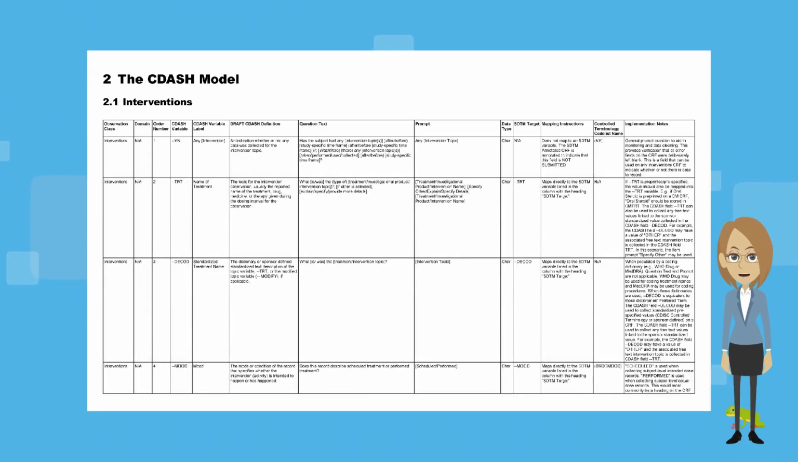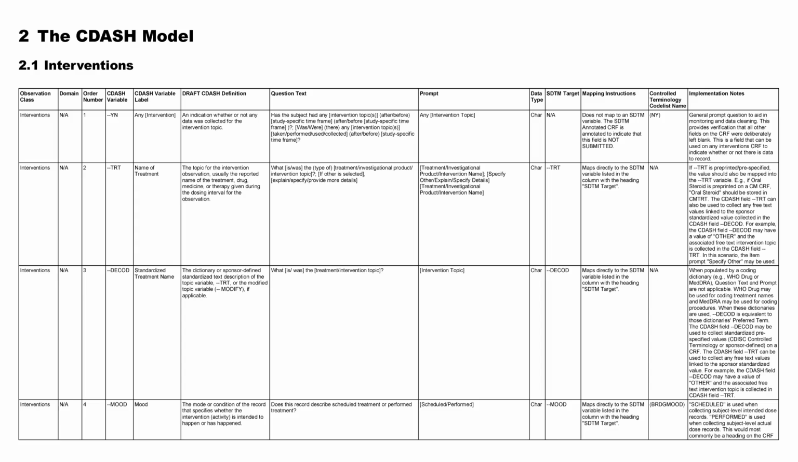Each of these classes includes information about the generic variables or questions that can be included. This includes the generic CDASH variable name and a spelled-out label, a definition, the questions and prompts that could appear on the case report form, and the code lists or controlled terminology that might be used with the question. The CDASH model also includes the target variable in SDTM where the data should go, and some information about any transformations that might be needed.